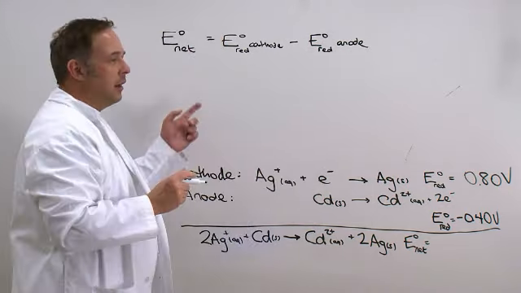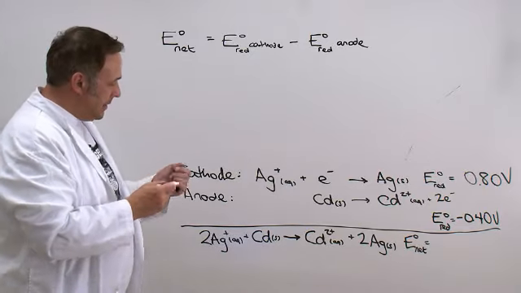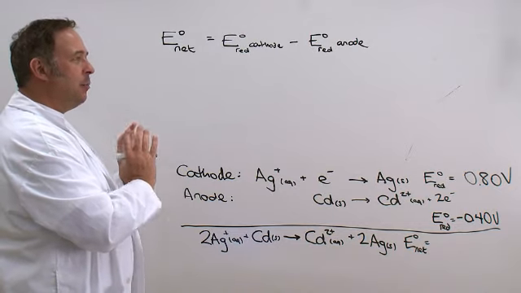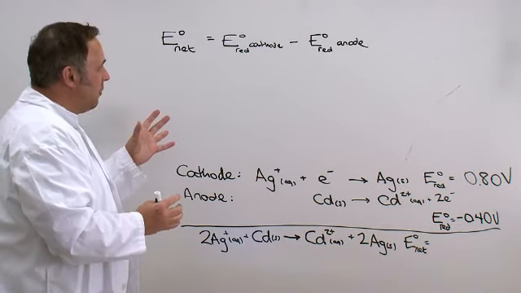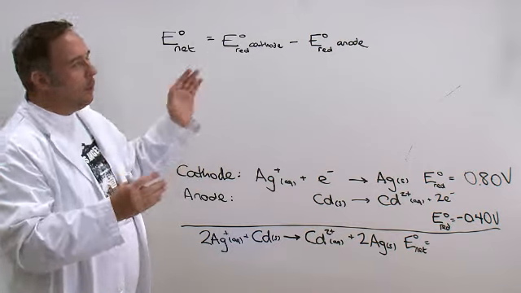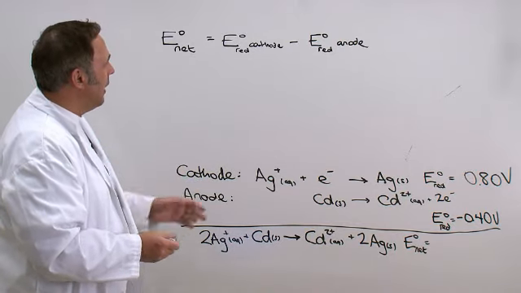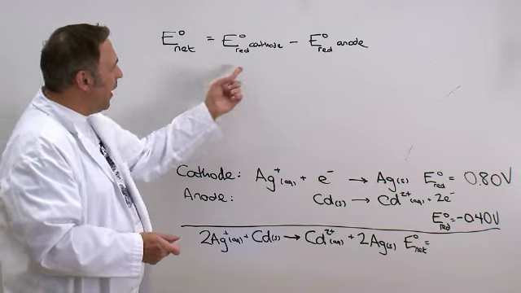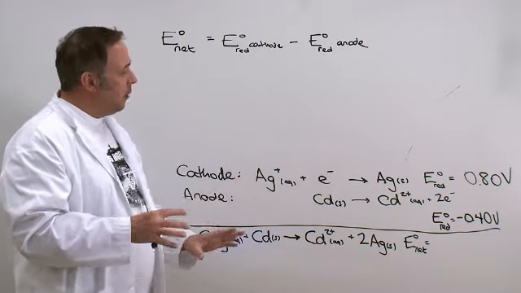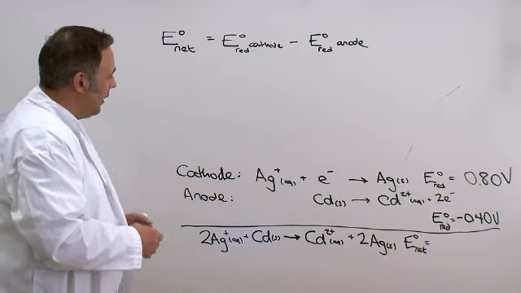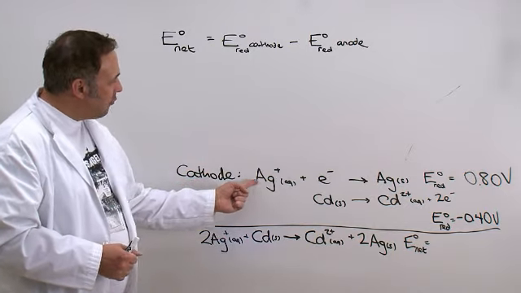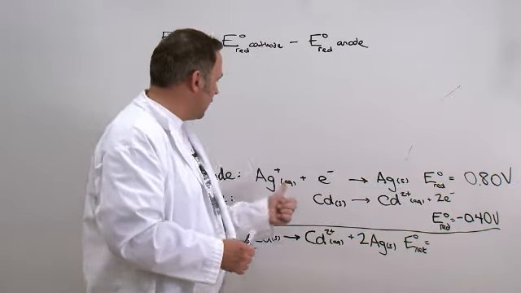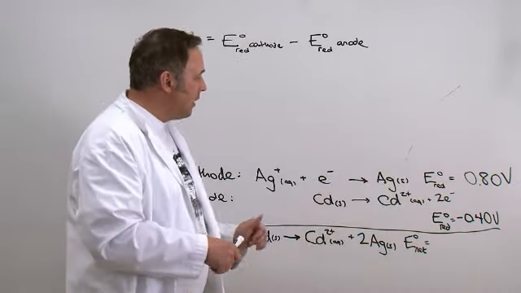Now, this is the equation that they use in the book, and I have a little bit of a problem with it, but I want to be consistent with the book, and it does work quite well. Just a little bit of a subtraction thing going on here. Why do we have to subtract the two numbers? Well, the reason is like this. When you write out the reduction half reaction and the reduction potential, you can just stick it all in one long row like this.